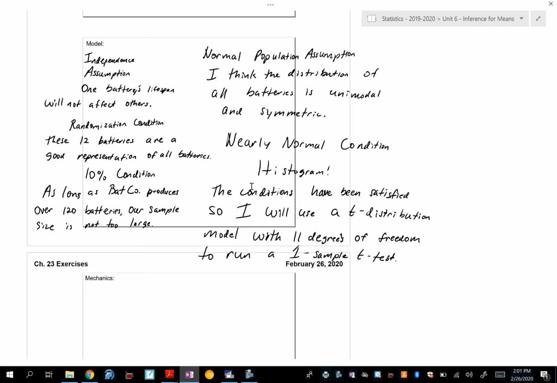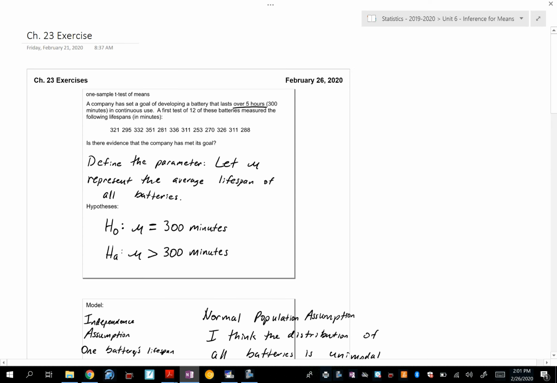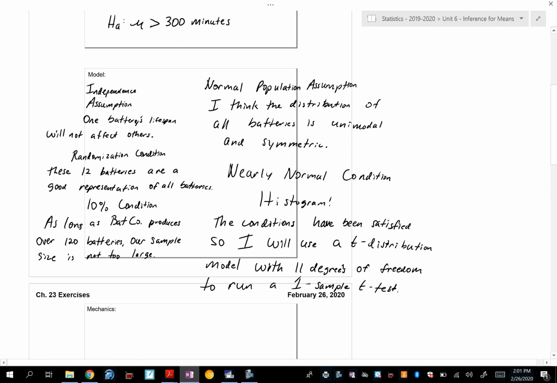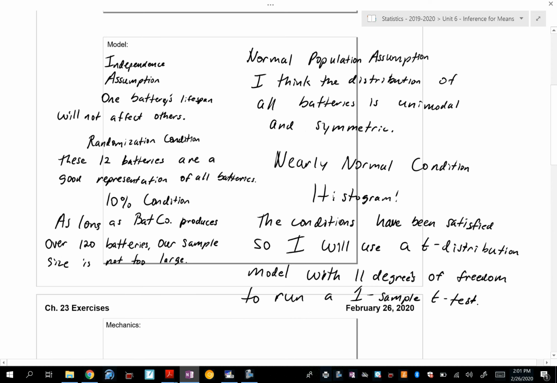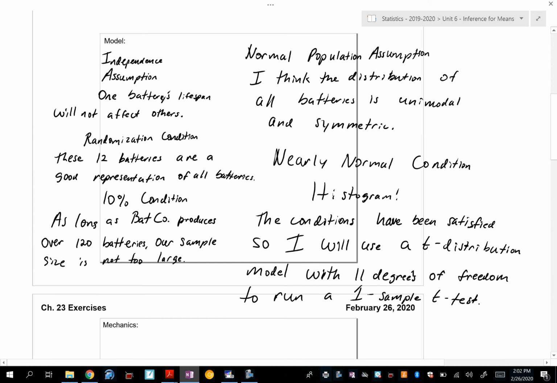Yes, you do the sample size of 12 batteries and subtract 1. For a one sample t-test, it's always n minus 1. Now you'll see next week when we get into 2 sample t-tests, it's not n minus 2. Most people think that, but it's not. You'll see. We're going to let the technology tell us what it is.